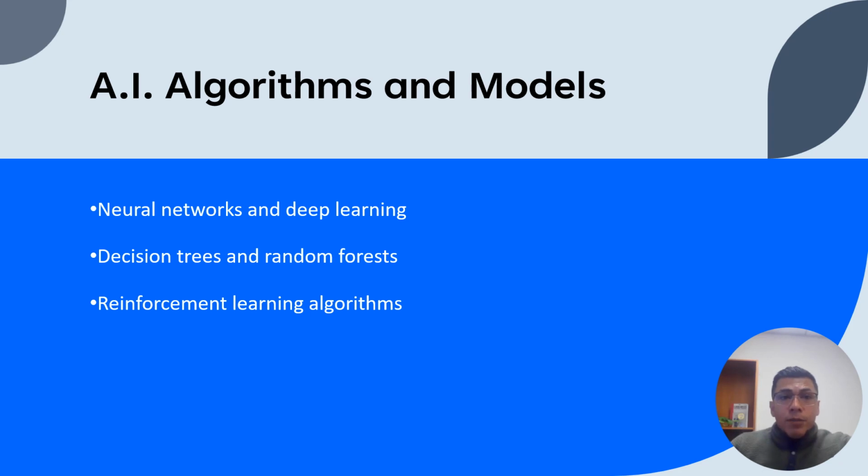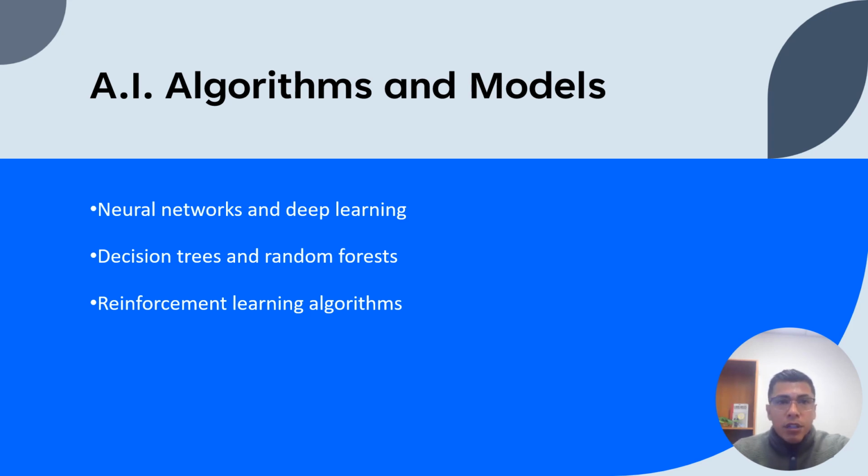Therefore, to process and learn from data, AI systems rely on a variety of algorithms and models. Some of the most common AI algorithms and models include neural networks, decision trees, and reinforcement learning algorithms. So what are these? Neural networks, inspired by the structure and function of the human brain, are a type of machine learning model that can learn complex patterns and representations from data. Deep learning, a subfield of machine learning, focuses on training deep neural networks that have many layers that are used to solve challenging tasks such as image recognition, natural language understanding, and speech recognition.